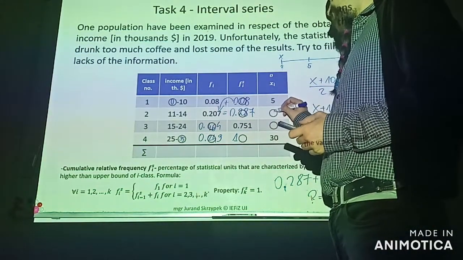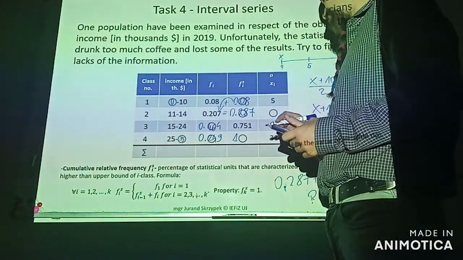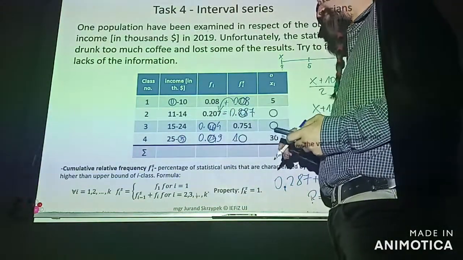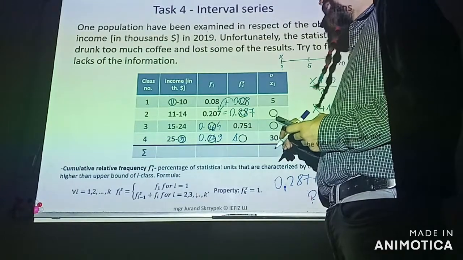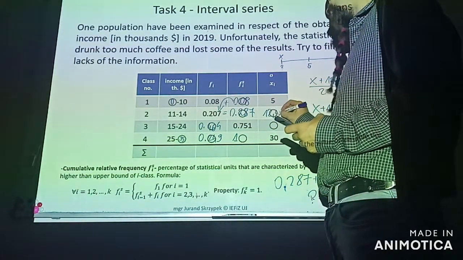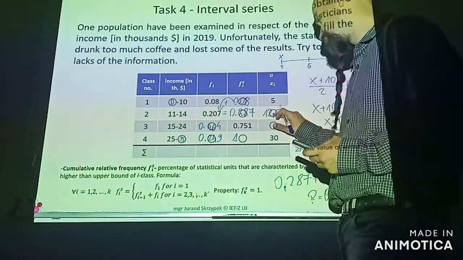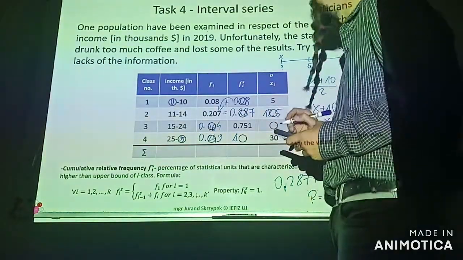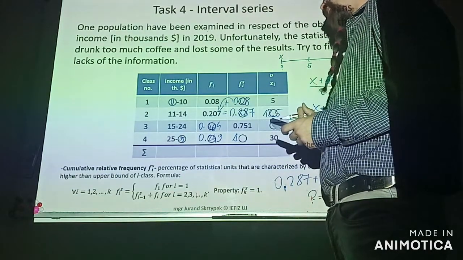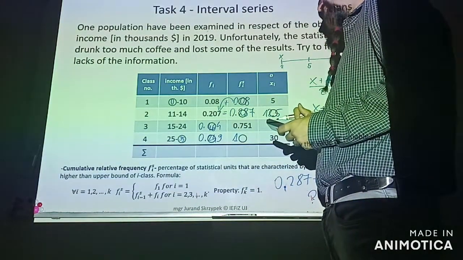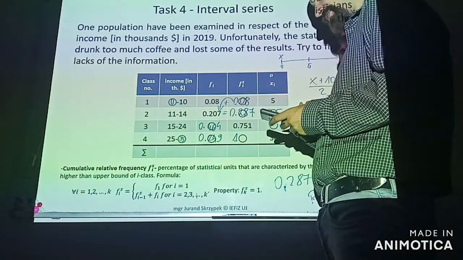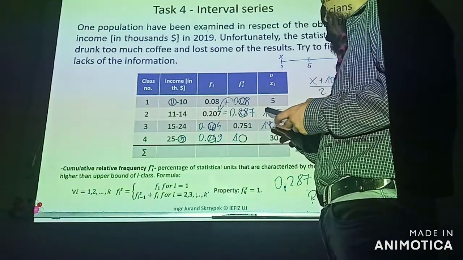Okay, the middle of the second class and the middle of the third class: 11 plus 14 is 25. 25 divided by 2 is 12.5. And the last one: 24 plus 15 is 39. 39 divided by 2 is 19.5.